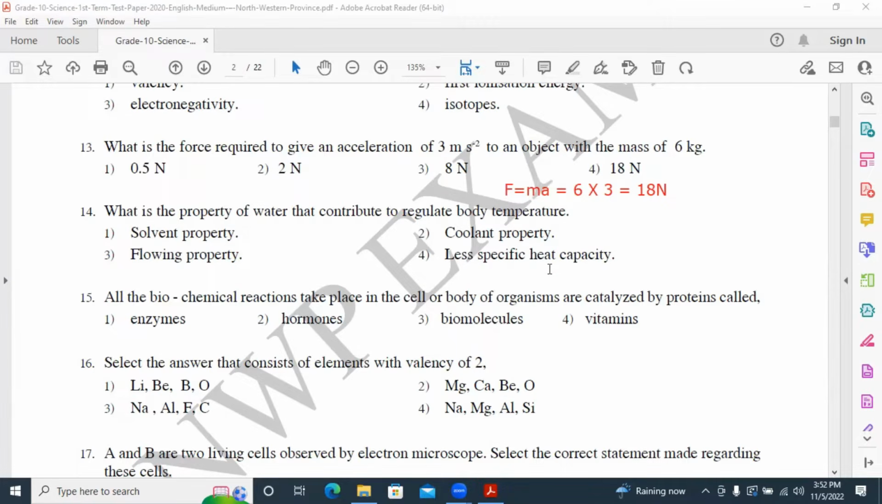Question number 14. What is the property of water that contributes to regulate the body temperature? Answer number 4. High specific heat capacity. That is why to increase the temperature of water by 1 Celsius, we have to give a high amount of heat. Here the fourth one is the answer. There's a mistake. You have to correct it as high specific heat capacity. Cut the letter 'less' and write 'high'.